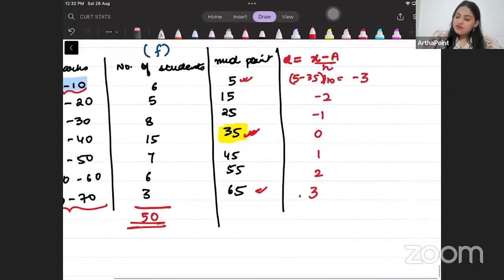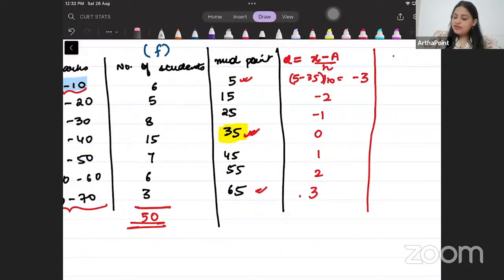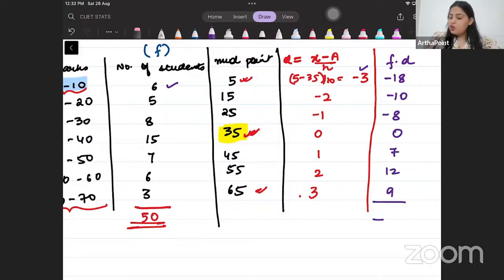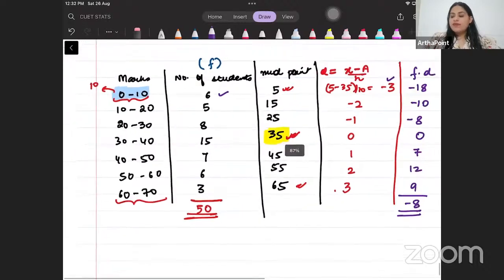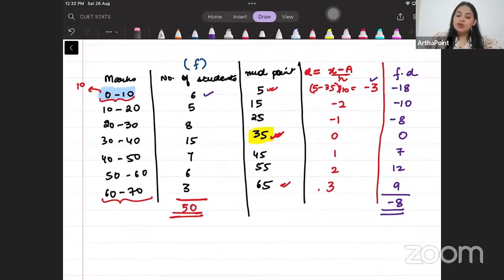So now beta, once we have gone ahead and done that, just find F into D, frequency into this deviation. So minus 3 into 6 is going to give me minus 18, then minus 10, minus 8, 0, 7, 12 and 9. And when you will add this together, you will get minus 8. So this is how I have gone ahead and found out F into D.